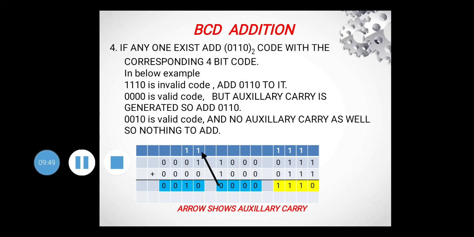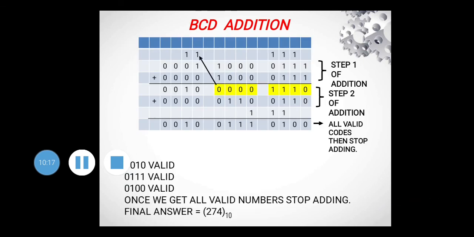Here it will be very clear where you are going to add 6. I have clearly mentioned it here. See, invalid number 1110 is there, so you are going to add 6. Wherever it is a valid number, no need to add, but if auxiliary carry is generated, you are going to add 0110 there. And then the next step, you check here the overall addition. Step 2 of addition you are going to check.